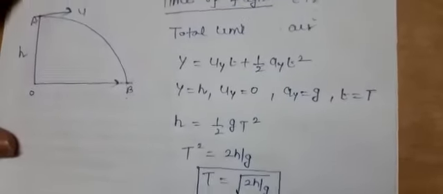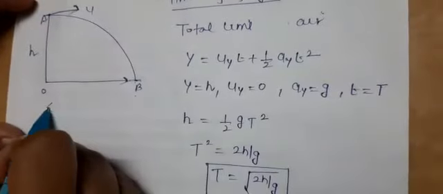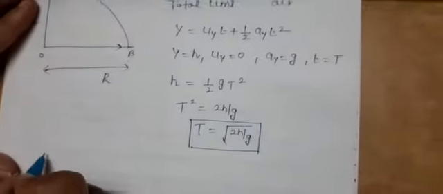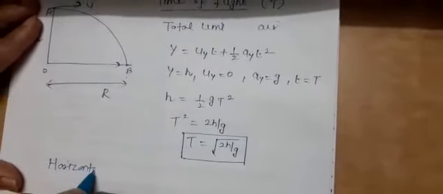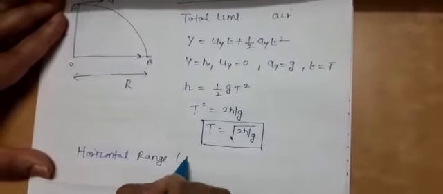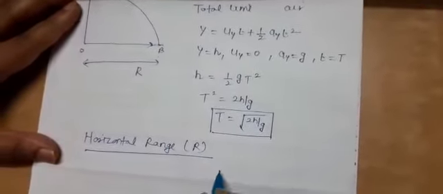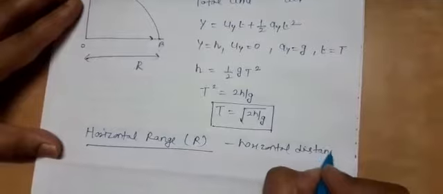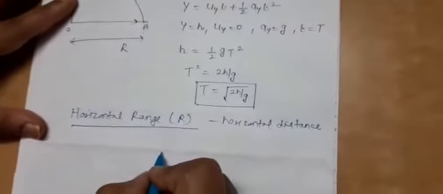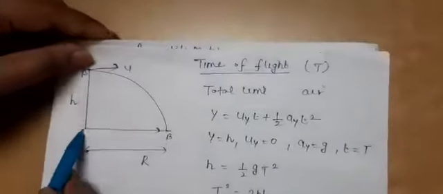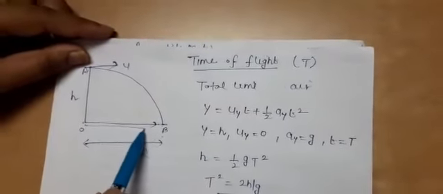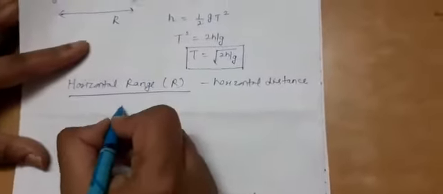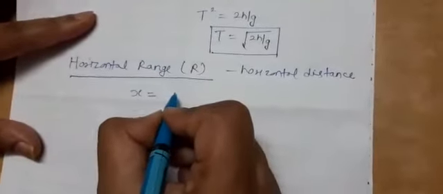Now, when a projectile has taken some time, what is the total horizontal distance covered by the projectile? Let me take it as the horizontal range, capital R. How can we define it? It is the horizontal distance covered by a projectile during the flight. That means when it has started its motion from A, what is the horizontal distance OB covered by the projectile? So basically you can see here again that it is in the horizontal direction.